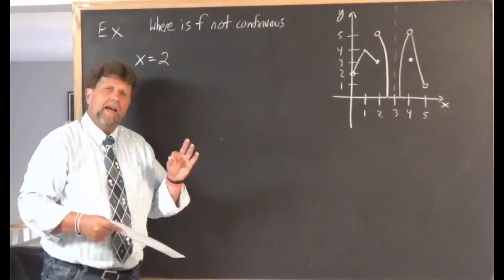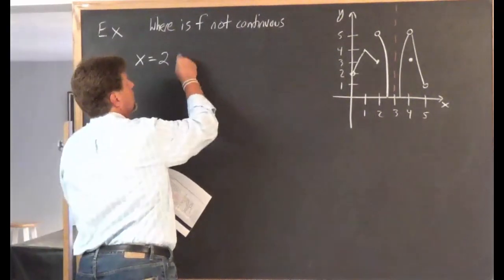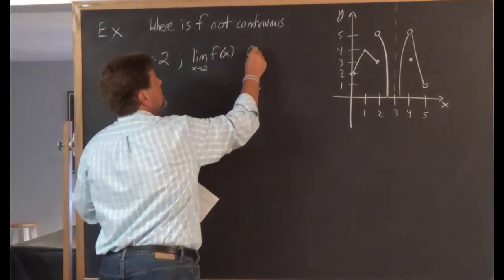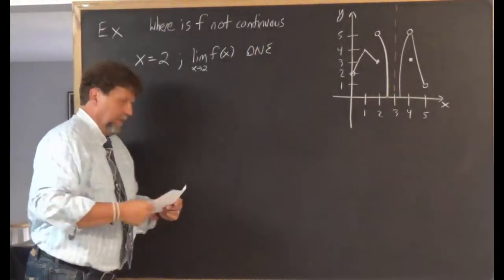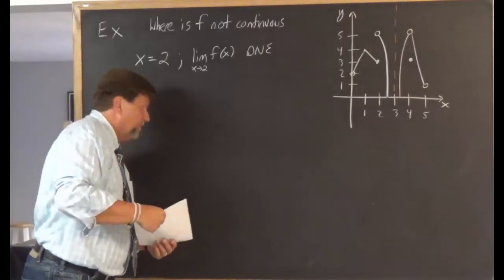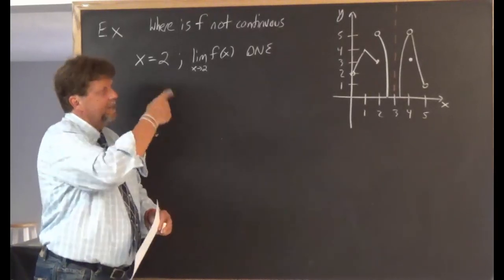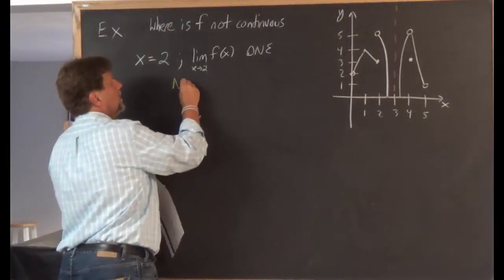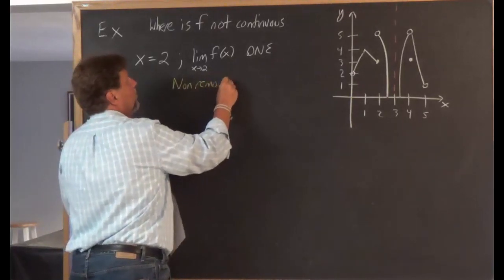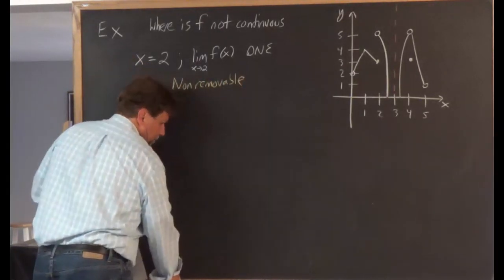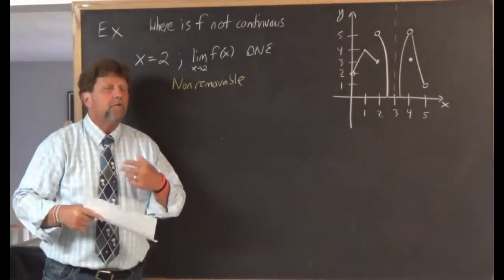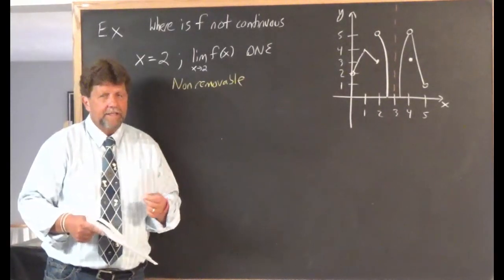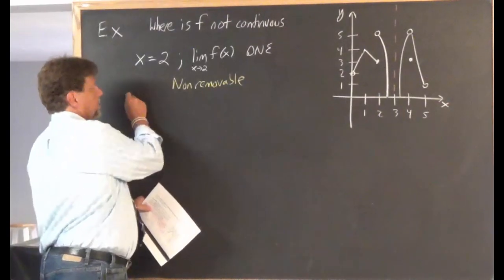Quite simply, it's not continuous at x equals 2 because the limit as x approaches 2 does not exist. I'm going to give you one more little vocabulary word for this as well. That type of discontinuity is said to be non-removable. Now, non-removable means I don't have the ability to redefine the function and make it continuous there. And it's because the limit does not exist.